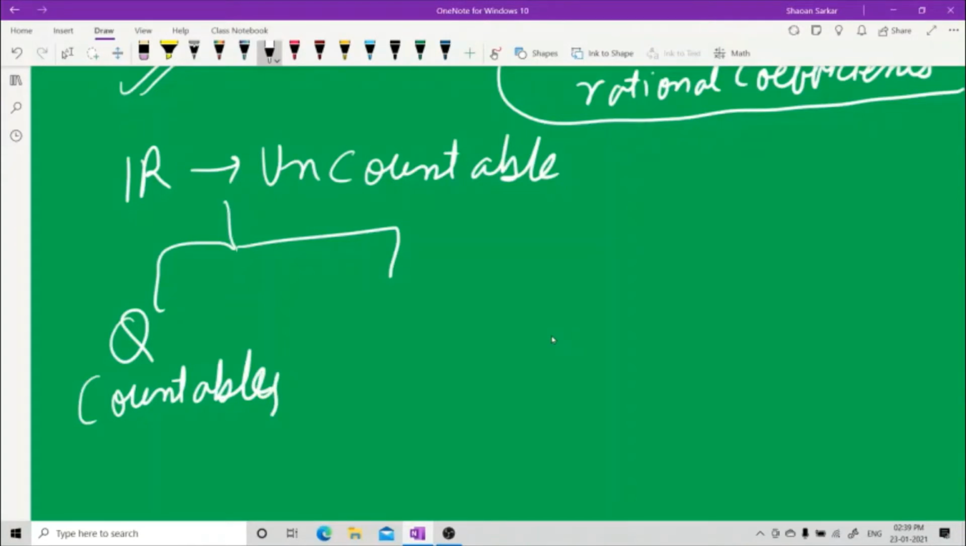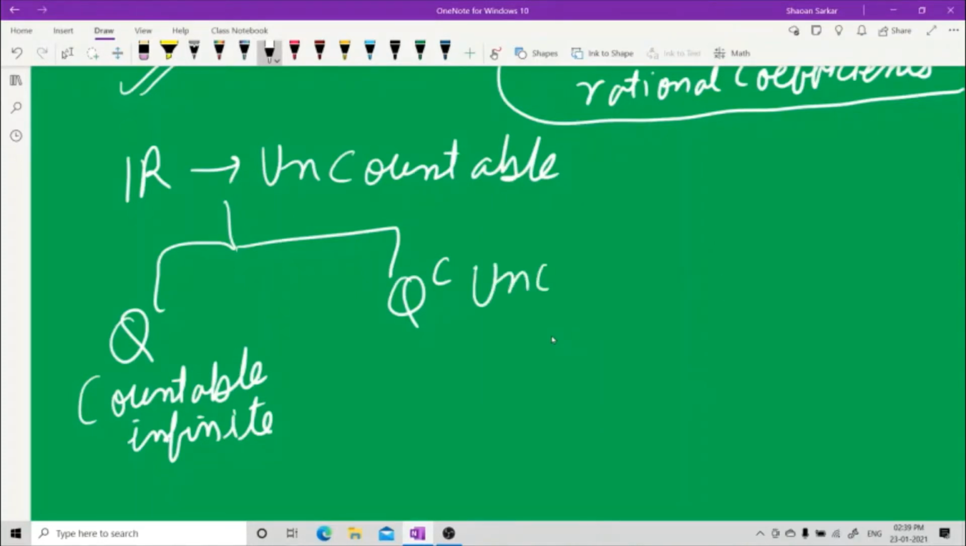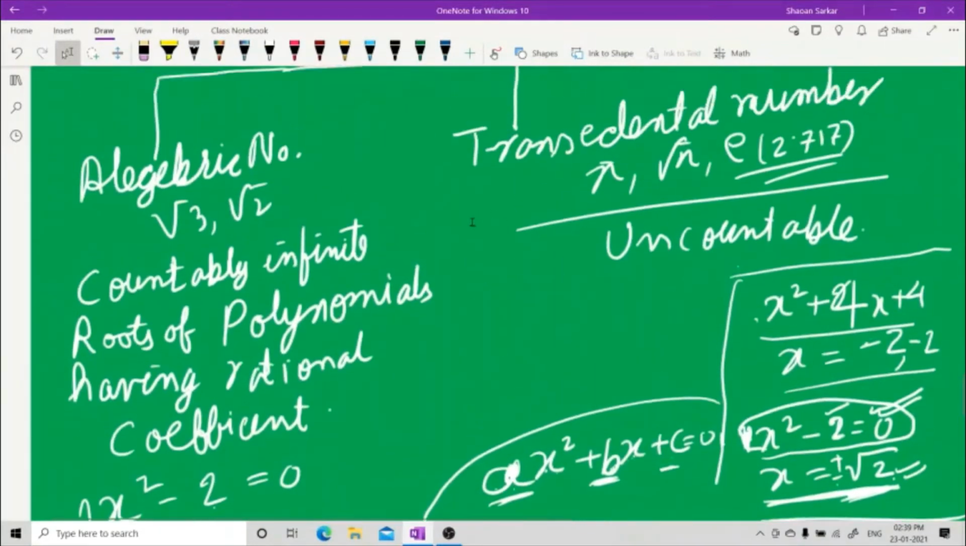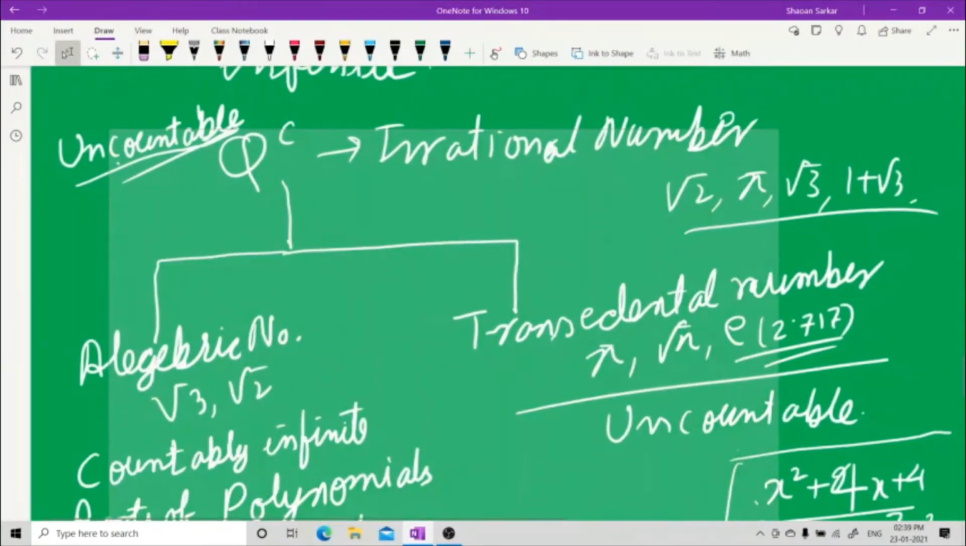Rationals are countably infinite, and irrational numbers, as I told you earlier, are uncountable. I gave you the reason above. I gave you the complete reason here why this Q complement is uncountable.